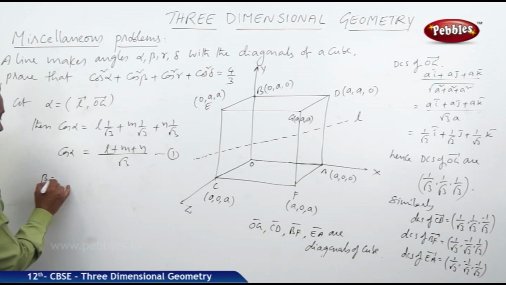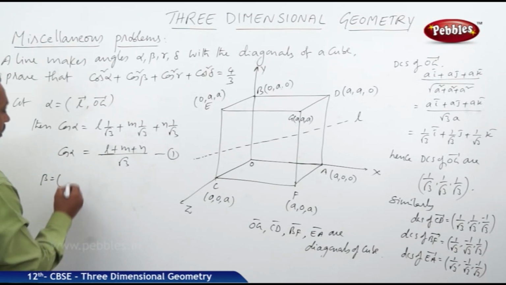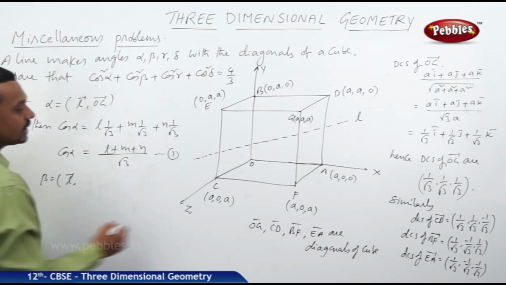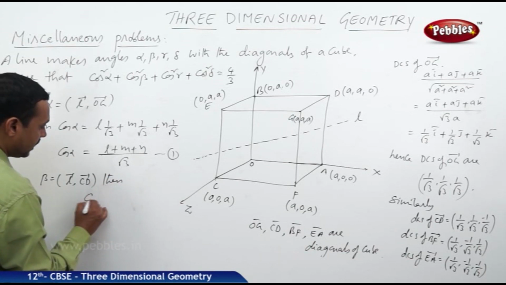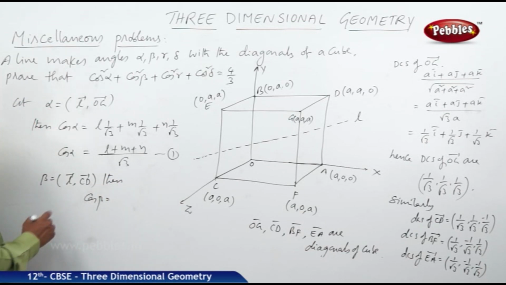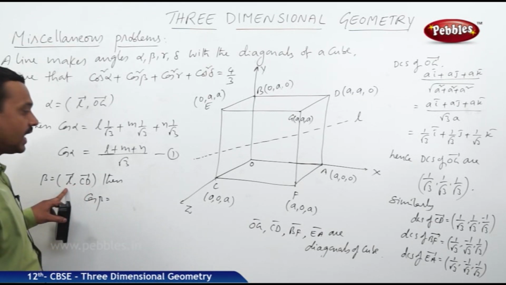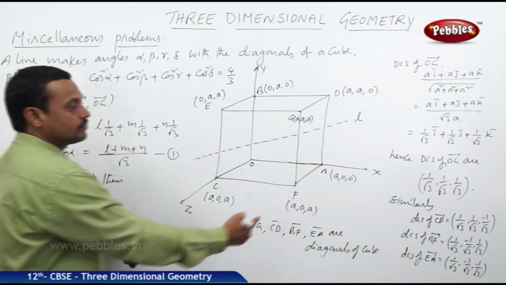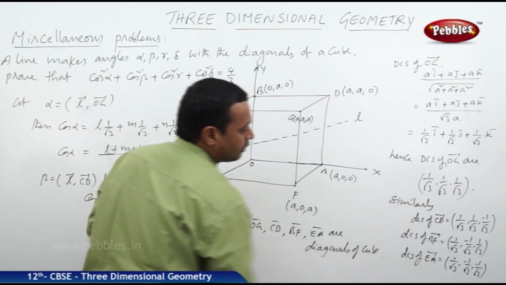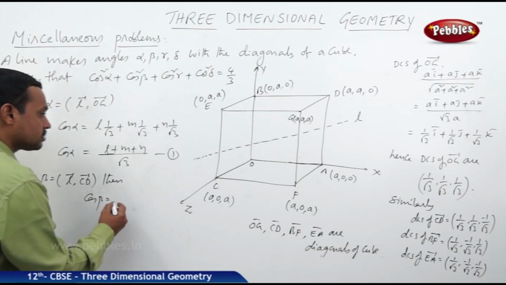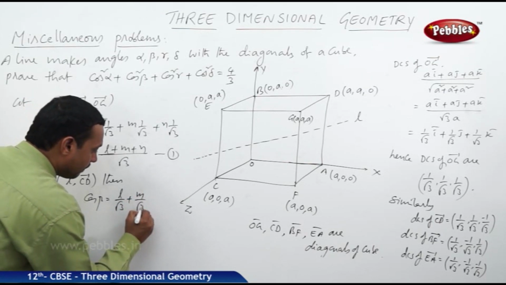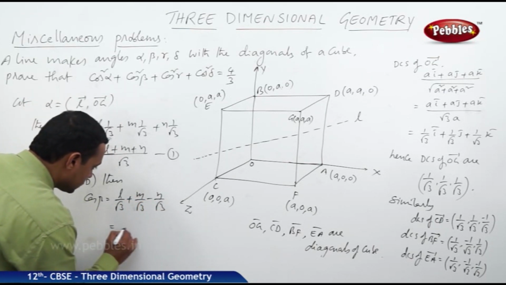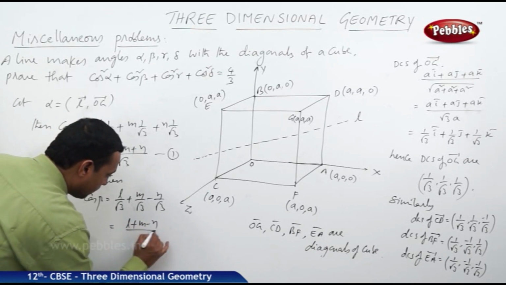And beta is the angle between the line and another diagonal CD. Then cos beta is equal to, so here we have the direction cosines of the line as l, m, n, and direction cosines of CD are defined as 1 by root 3, 1 by root 3, minus 1 by root 3. So that cos beta is l by root 3 plus m by root 3 minus n by root 3. That means l plus m minus n by root 3.